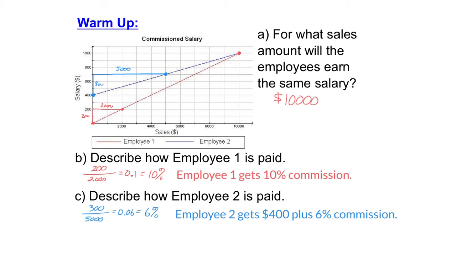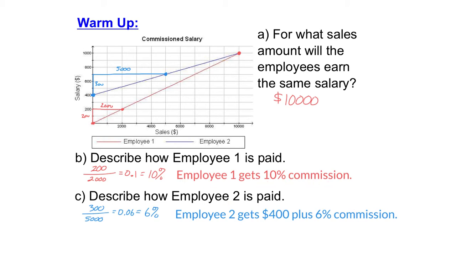Describe how employee 1 is paid. Well, employee 1 is the red line. Starts here, goes up. If I find how much it goes up, or the rise, and how much it goes over, or the run, between two points on the line, then I can figure out the percentage of sales that the salary is. Okay, so from here to here, we go up $200 in salary, and we go over $2,000 in sales. So 200 out of 2,000 is 10%. So the employee earns 10% of whatever his sales are. That's called commission. So employee 1 gets 10% commission.